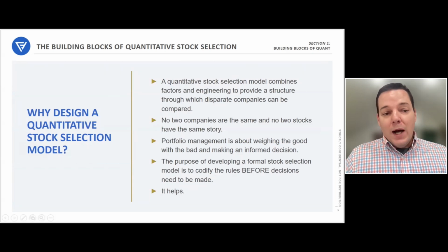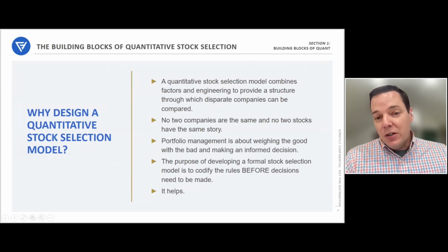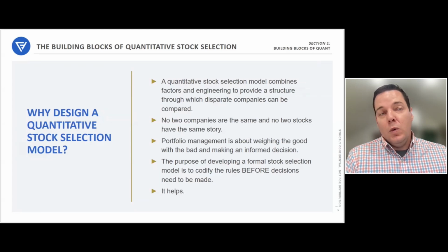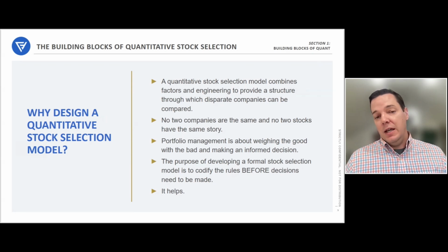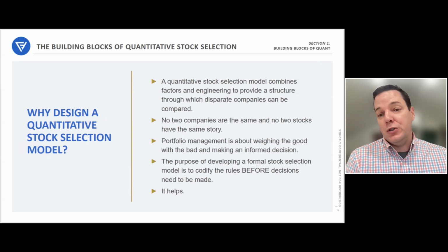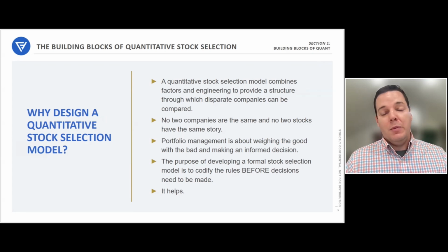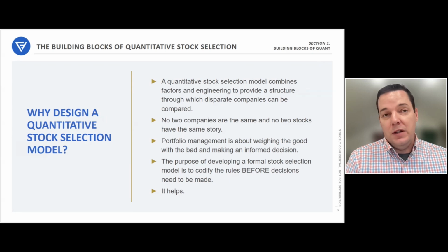So when we look at why design a quantitative stock selection model, I started to talk about it a little bit, but it's an odds-making device, and it's a way of comparing companies on a like-for-like basis. So we're going to combine factors in an engineering environment to provide a structure in which you can compare companies. There are no two companies that are exactly the same. No two companies have the same story at the end of the day.